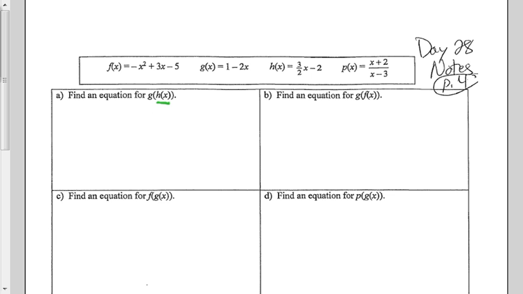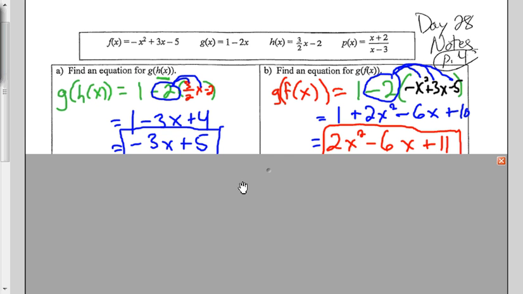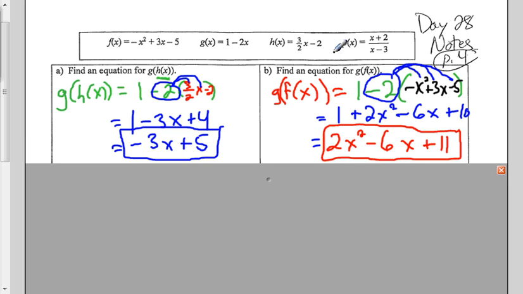On the previous page we were putting in 3 or -1 or 7, but now we're putting in the entire function. The nice thing was these are the same functions that we had on the previous page. So every place I see an x in g, we substitute in the 1 minus 2x, and we get -3x plus 5. Now we do g of f of x, so it's 1 minus 2x.